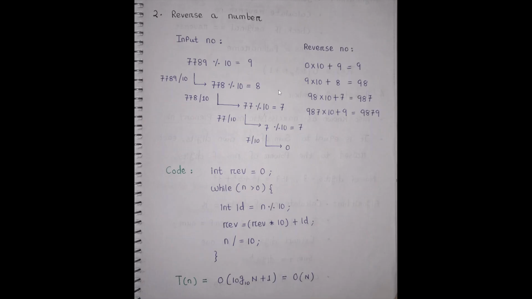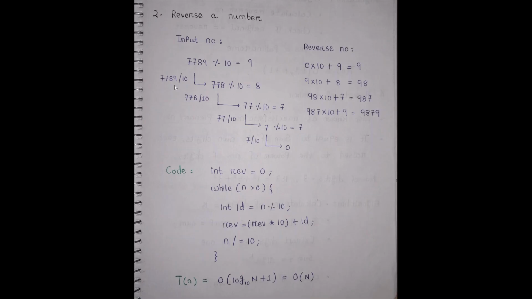Then we add up the digit that we got in the current iteration. In the first iteration, our reverse number is 0 because we haven't traversed the number yet. So the initial value of the reverse number is 0 and we got the first digit as 9. So we have to multiply the reverse number with the place value that is 10. Then we have to add up the last digit we have extracted from the given number. So if we do that, our answer is 9 for the first iteration.